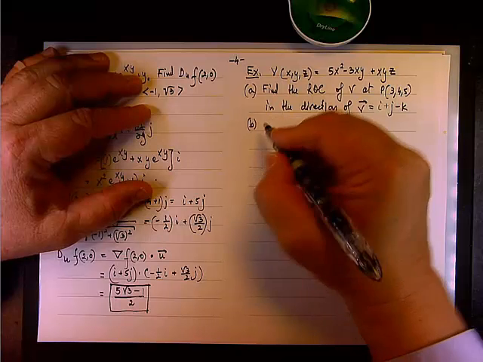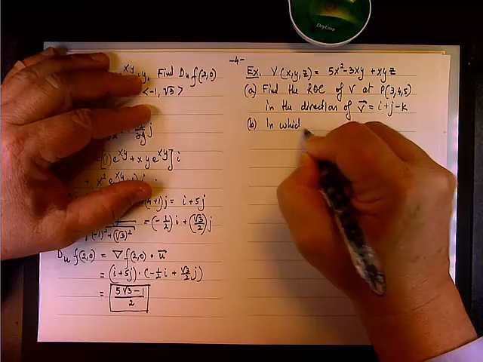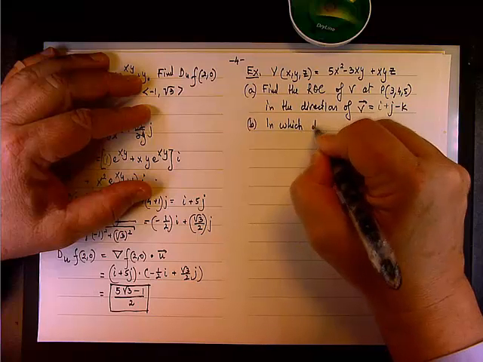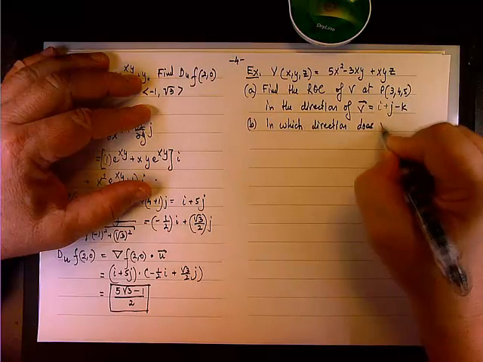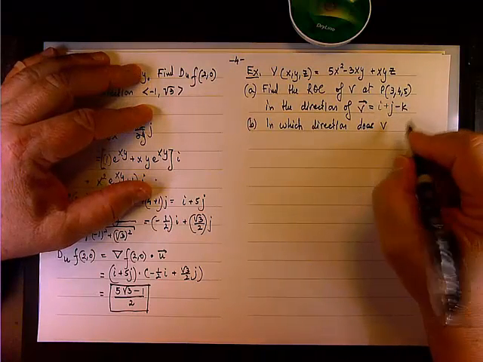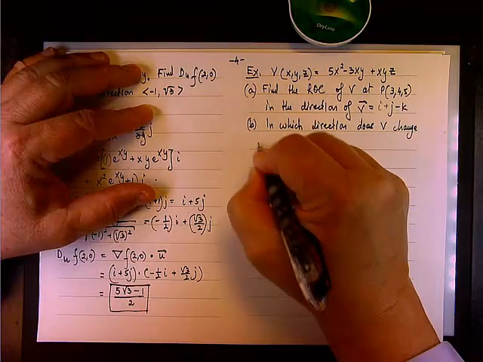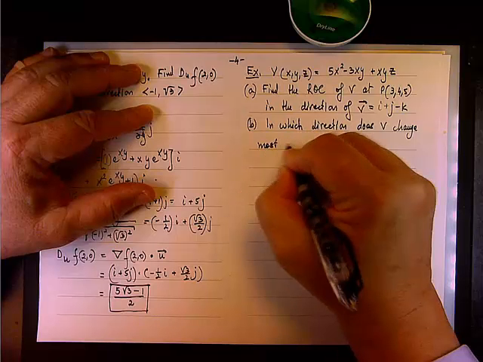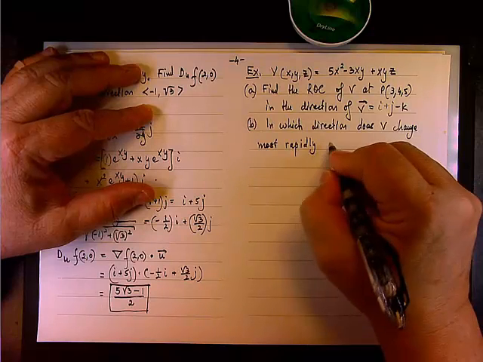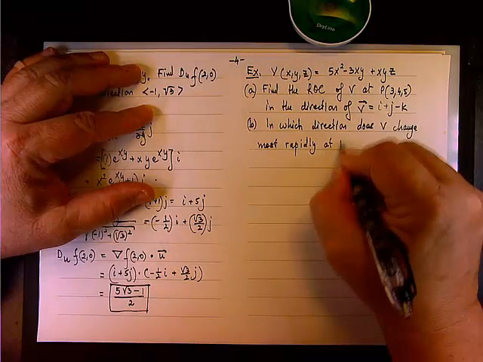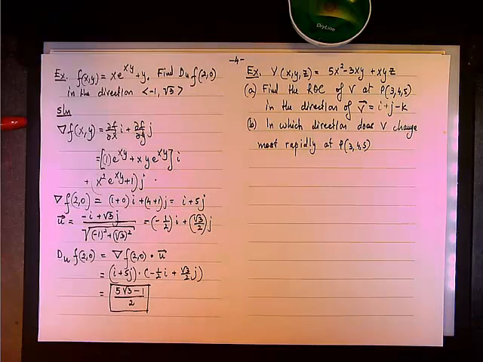Part B is the question: in which direction does V change most rapidly? Again, at this particular point, 3, 4, 5.